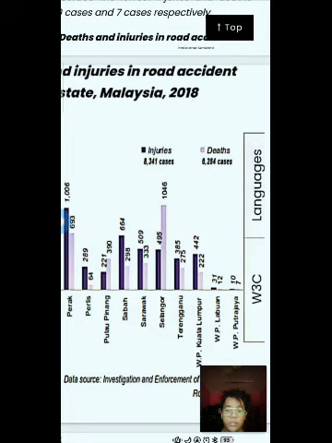WP Labuan is part of the lowest ones. You can see the injuries are only 31, the deaths only 12. Okay, the last one is WP Putrajaya. You can see it's the lowest of all the states. The injuries are only 10 and the deaths are only 7. It's the smallest one.